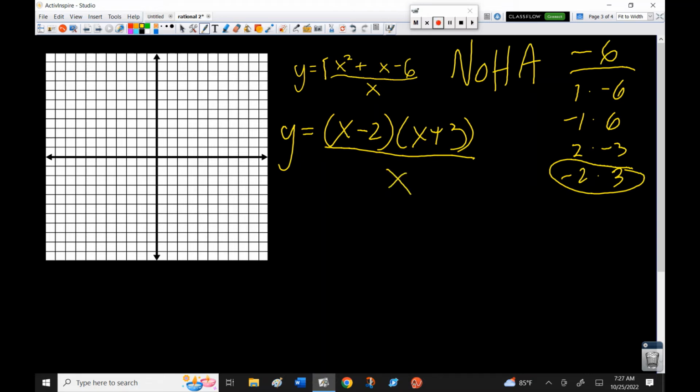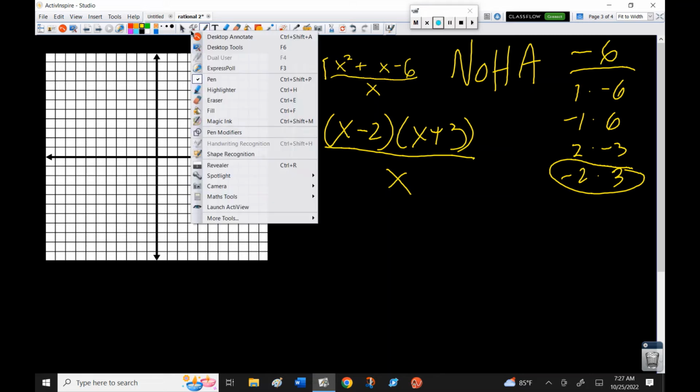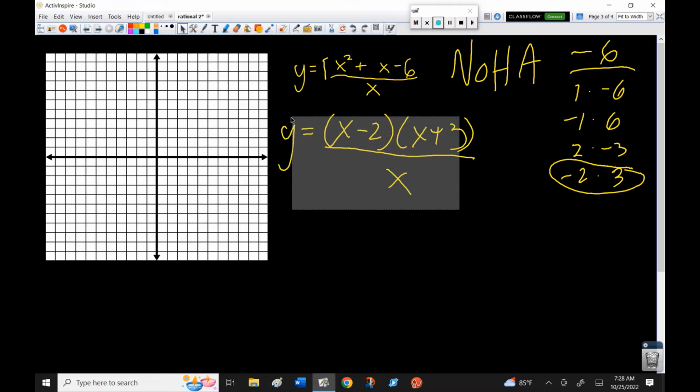Does anything cancel out? Nothing cancels out, ladies and gentlemen, because we just have an x in the bottom. We don't have an x minus 2 in the denominator or an x plus 3 in the denominator. So this indicates that there is no hole. There has to be a slant asymptote. So how do we find these slant asymptotes? Well, let me back out of this real quick, and I will show you how we'll get this slant asymptote.